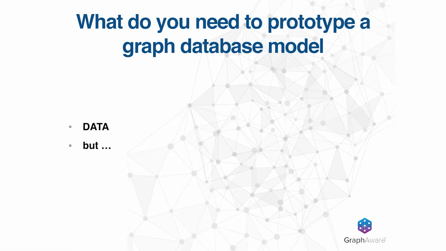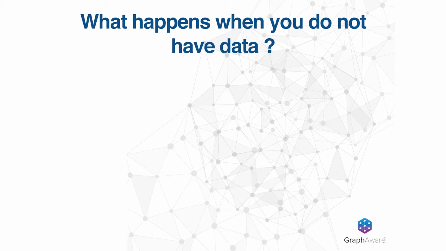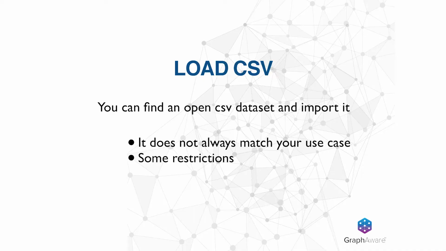So as you said, you need data. But what happens when you don't have data? You want to try, you want to prototype, this is an innovation project. You don't have real data that is really fitting your needs. What are you going to do? We're going to see how you can create fake data in Neo4j. You can download a CSV file on the net for free, and using LOAD CSV, you can insert the data. There are 2 weak points.